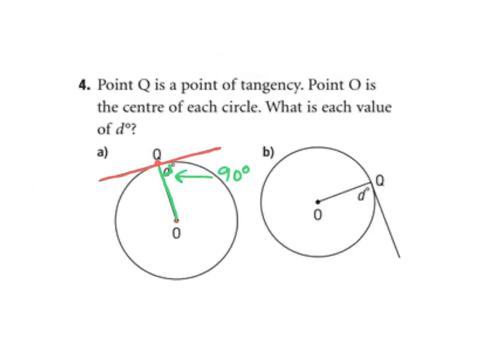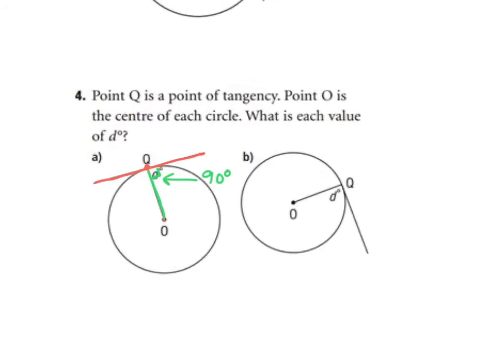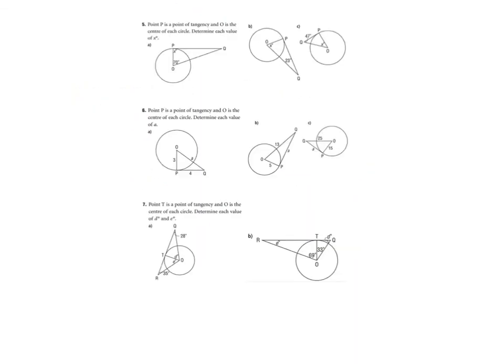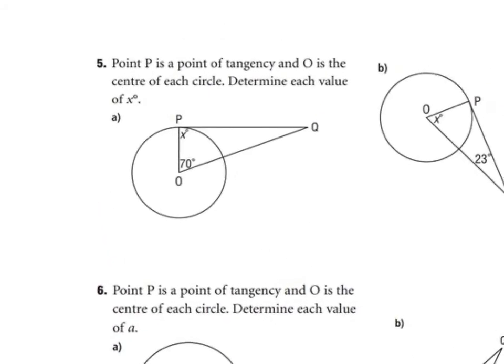So it seems like it might just be a trick question, seems too easy, but really in both of these examples, they are 90 degrees. Oops. Let's look here at number 5.